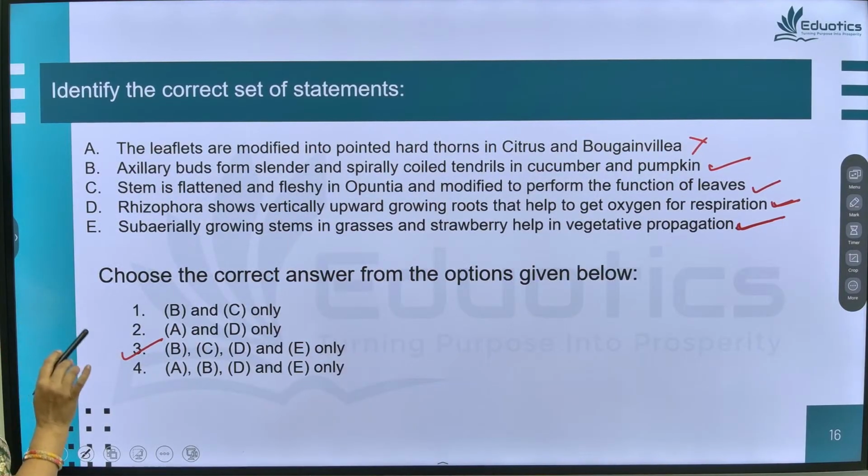Clear, students? Instead of leaflets we can write axillary buds. Axillary buds are modified into pointed hard thorns in citrus and bougainvillea. So statement A is incorrect, while the rest of the statements are correct. And so of course the correct set of statements is the third option.